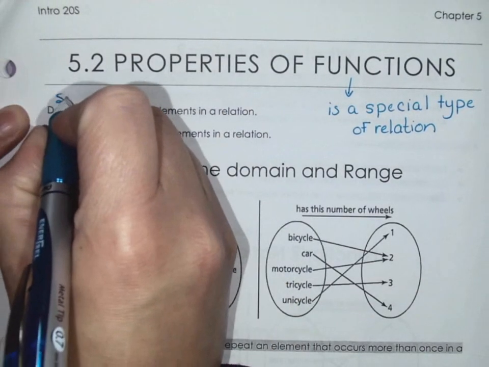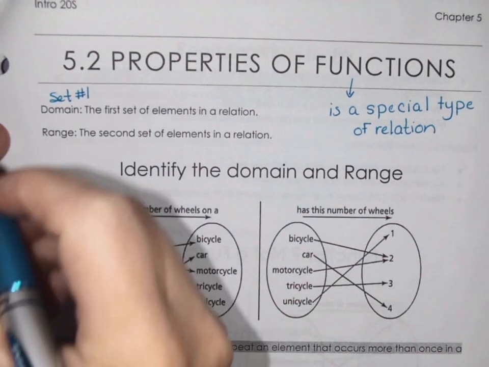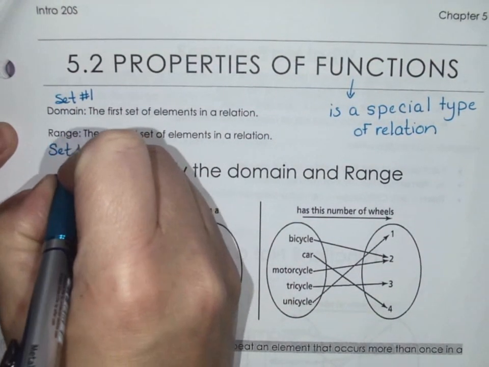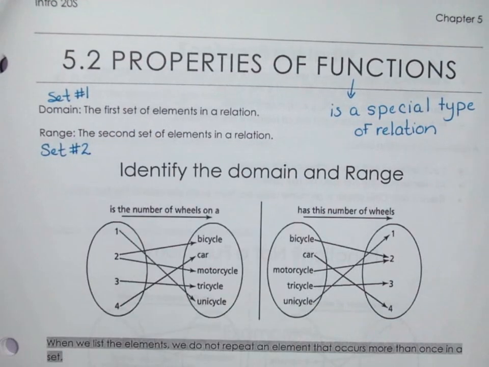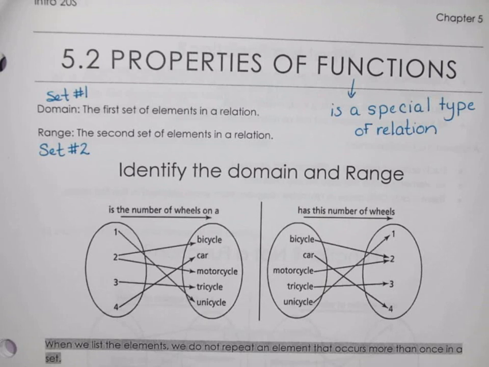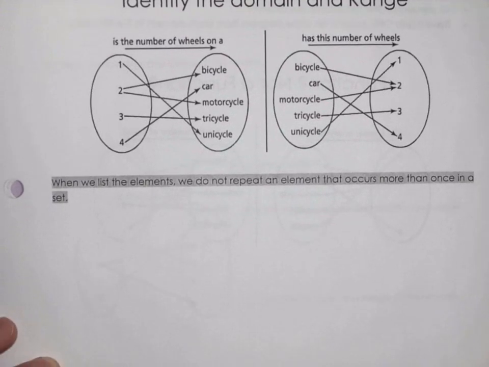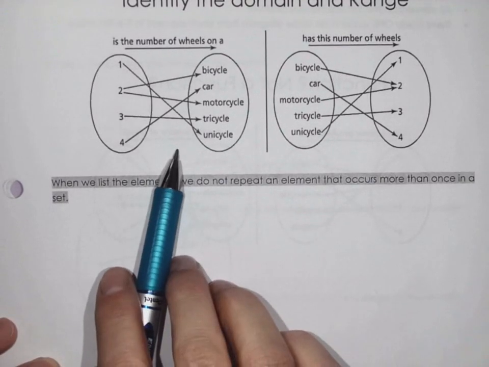So domain is your set number 1, and your range is your set number 2. So that's from yesterday, right? Now we're giving them fancy names. Yesterday it was set 1 and set 2, and now we're giving them really specific names. Domain and range you are going to use in all of your future math classes. All right, so if we were to identify the domain and range of this group here.